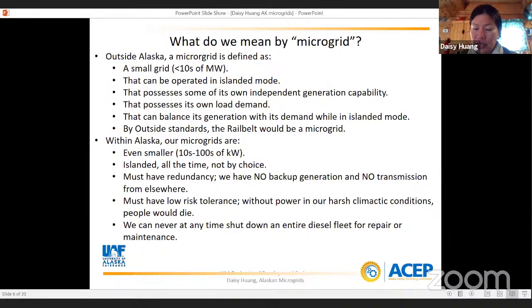So we're a lot less risk tolerant, and we have to have a lot more redundancy. Our power plants in general have capability maybe 5 to even as much as 10 times the load that we'll ever need. It's like if the peak load is 100 kilowatts, you have to have like 800 kilowatts of generation capability. So we can never at any time shut down an entire diesel fleet.